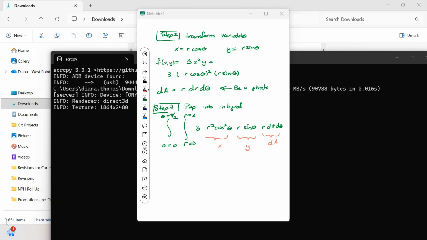And then you integrate this, and it doesn't look better, does it? But I swear it is. Let's simplify this a little bit. I'm going to take this 3 outside.